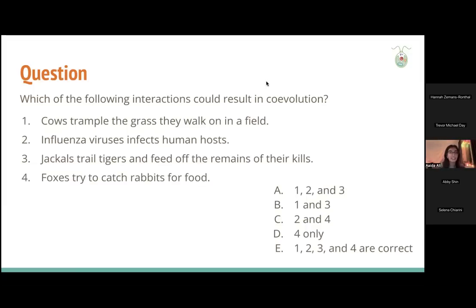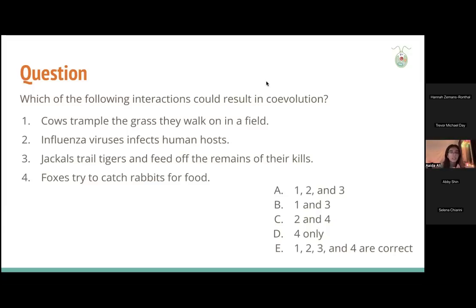Second, the influence of viruses infecting human hosts. This is an example of antigenic drift that was brought up in lecture. The viruses that have antigens that can evade a human's immune system will go on to survive and reproduce, whereas human hosts that have strong immune systems can survive and also reproduce. So it's this arms race as well. Option number 3 is an example of commensalism. The jackals do gain from the tigers, but the tigers have already moved on. They do not care. They're not really involved anymore. And so there's no selective pressure placed on the tigers.